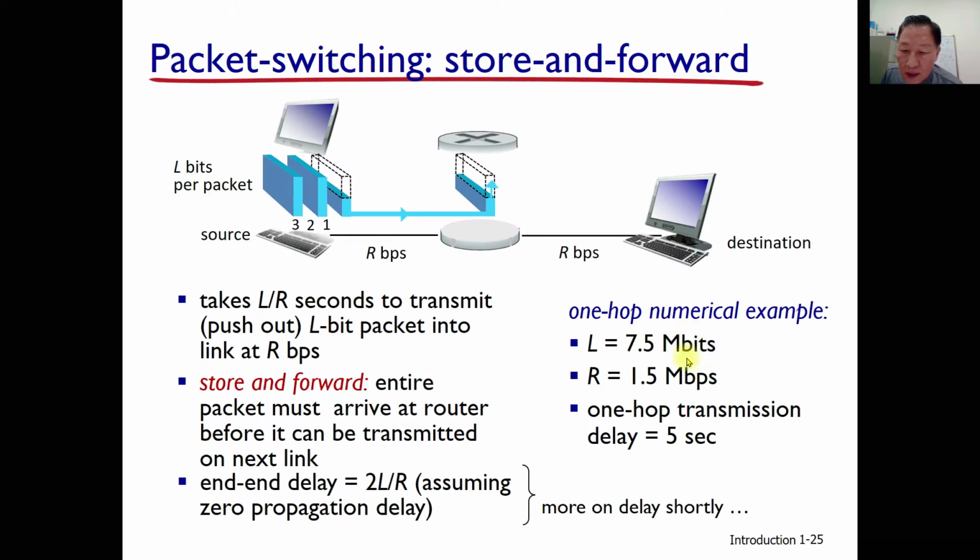the units together. Then we can find out the final unit. Here the one-hop transmission delay will be, if we are dividing this one with this 1.5 Mbps. Mbps means megabits per second. Thus finally, after dividing this one, the seconds will come out. That is the final unit, the 5 second delay time.